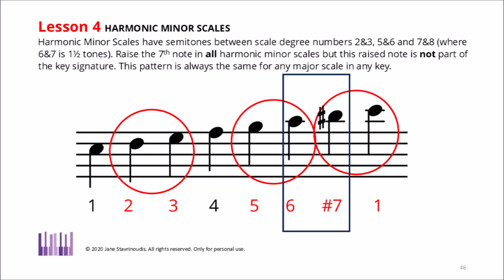The pattern of tones and semitones for a harmonic minor scale is different to that of a major scale. Harmonic minor scales have semitones between scale degree numbers 2 and 3, 5 and 6, and 7 and 8, where 6 and 7 is 1.5 tones. Raise the 7th note in all harmonic minor scales, but this raised note is not part of the key signature. This pattern is always the same for any scale in any key.